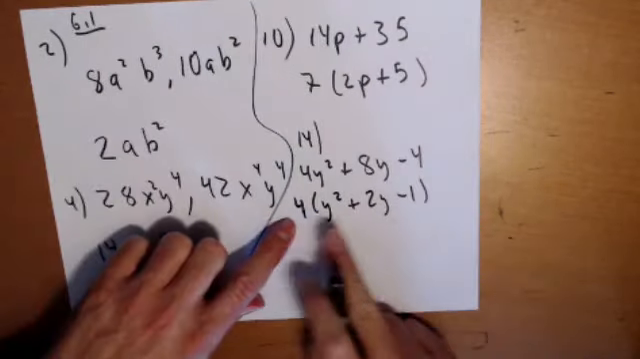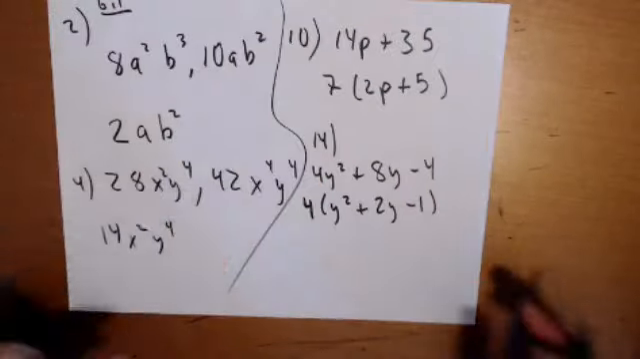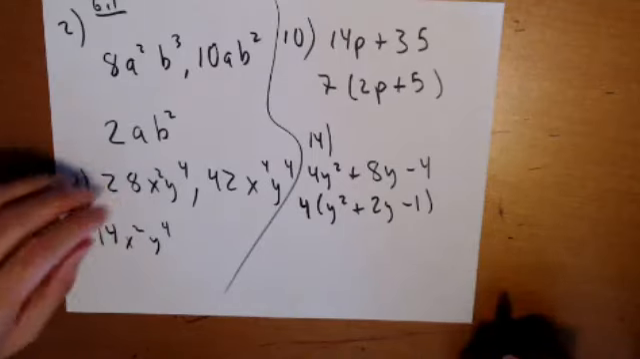You can quickly double check. 4 times y squared is 4y squared. 4 times 2y is 8y. 4 times minus 1 is minus 4. Boom. Okay, so this is all pretty straightforward. Let's try 32.